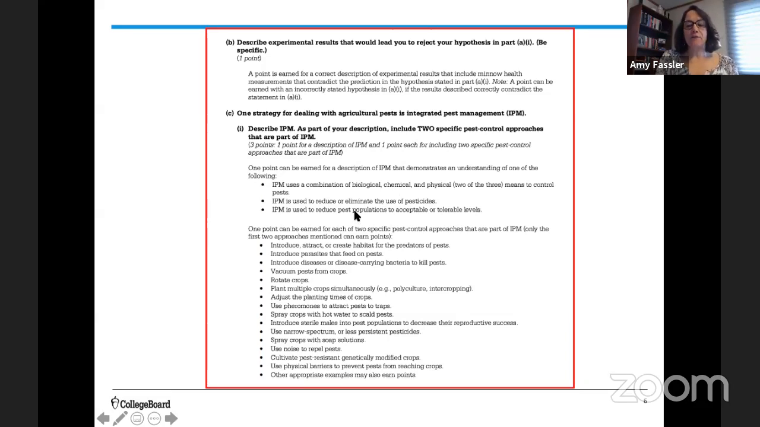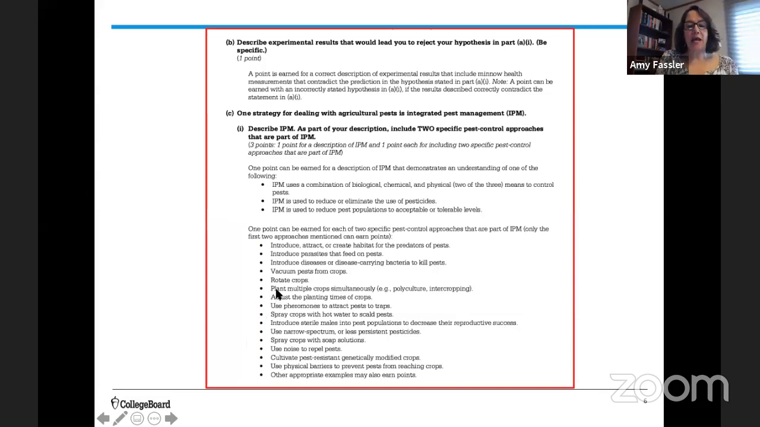I'm guessing a lot of you said something about a combination of either physical, chemical, or biological. Notice you needed at least 2 of those strategies. You could also have talked about IPM being used to reduce or eliminate the use of pesticides, or to reduce pest populations to an acceptable level. Remember that I want to not kill every pest, but kill enough of them that I still have a yield that I can harvest from my crop.